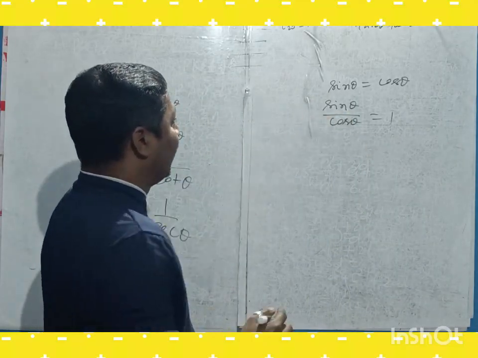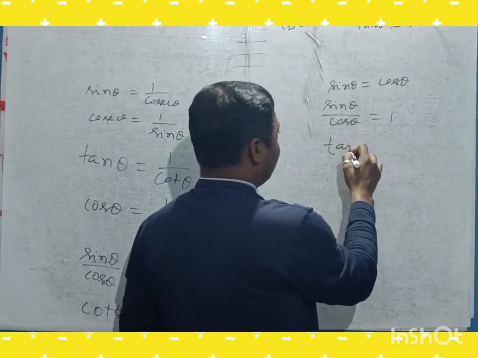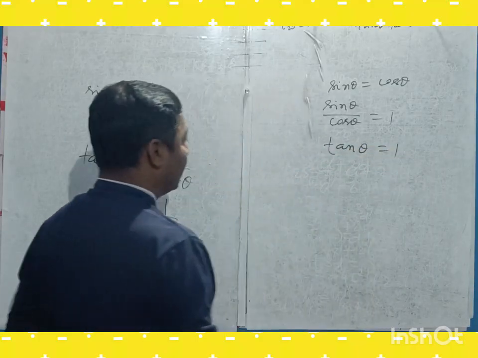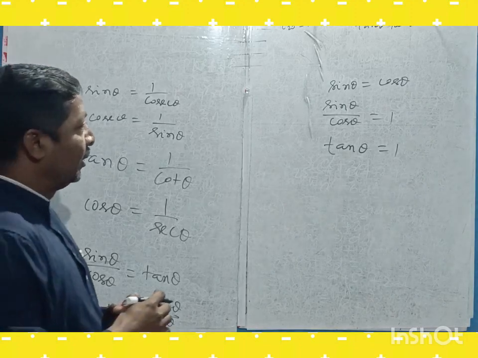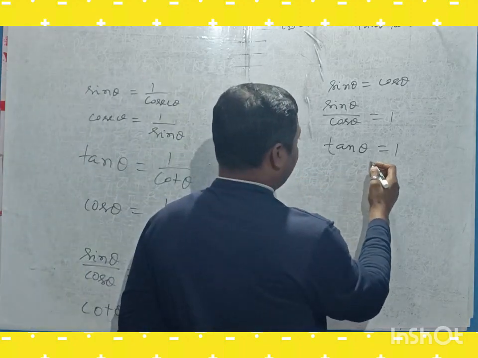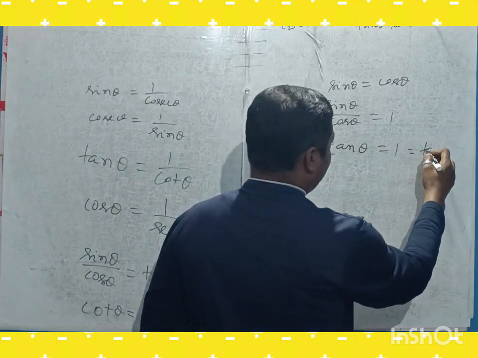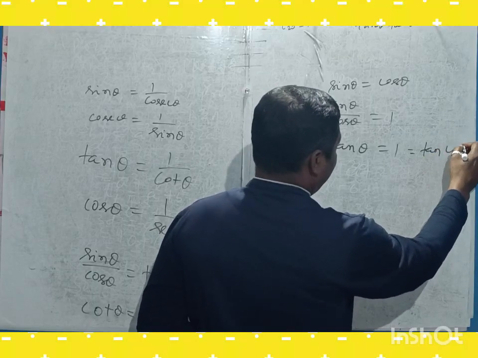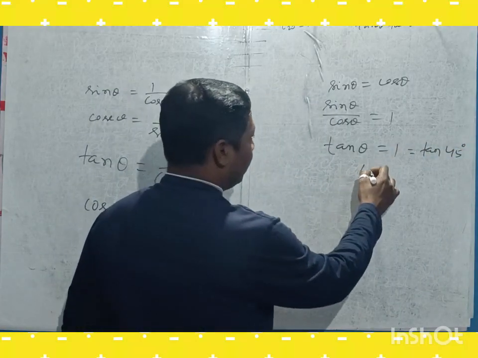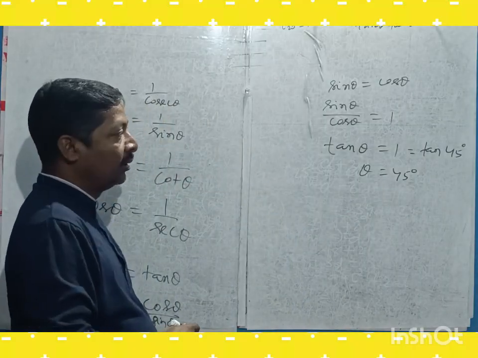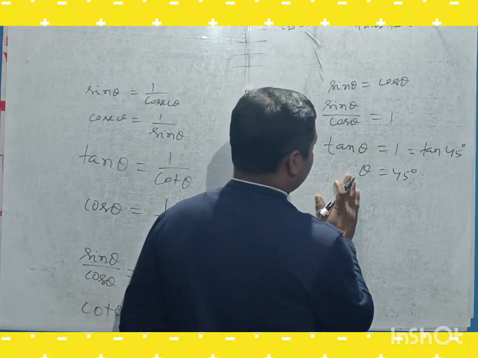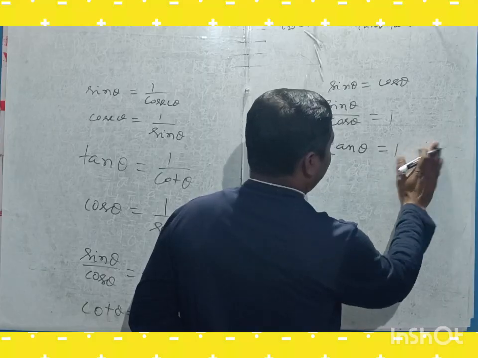By doing this, I will get tan theta equal to 1, because sin theta by cos theta equals tan theta. If theta is needed here, then what will be theta? What value of tan is 1? Tan 45. So theta is 45 in this case. In this way theta can be calculated. So tan theta equals 1.